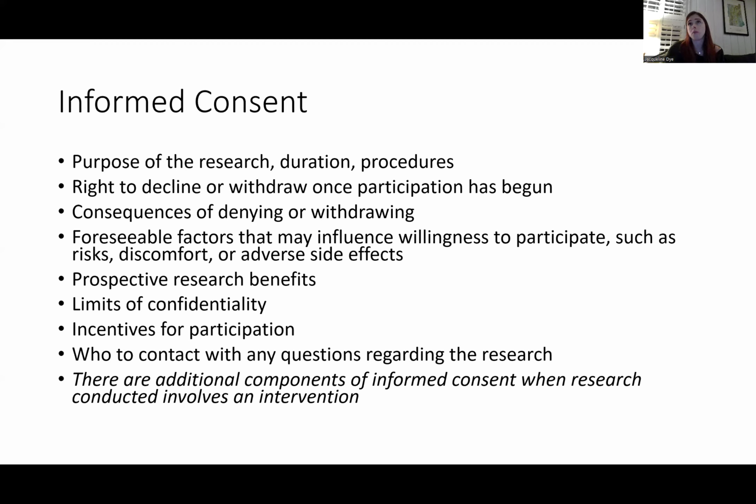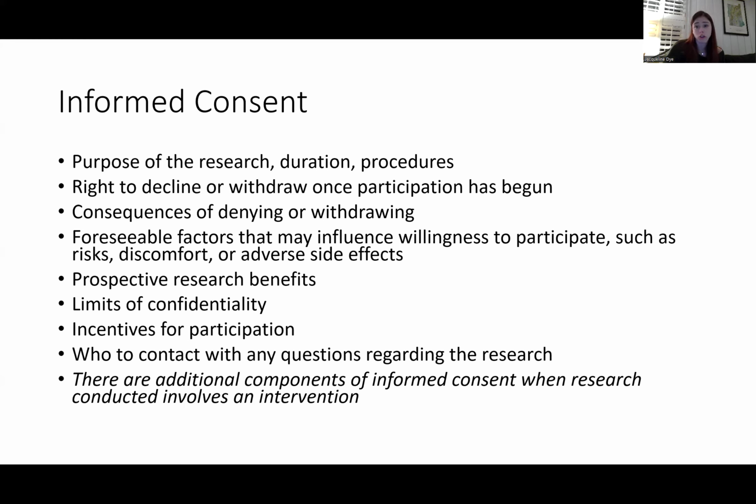So we can think, for example, if someone is receiving treatment for PTSD, so post-traumatic stress disorder, if they withdraw early from a study examining an intervention for PTSD, then they might not get that treatment that they were told that they could benefit from. They also have to be informed of foreseeable factors that may influence willingness to participate, such as potential for risks, discomfort, adverse side effects. They need to be informed of the prospective research benefits.